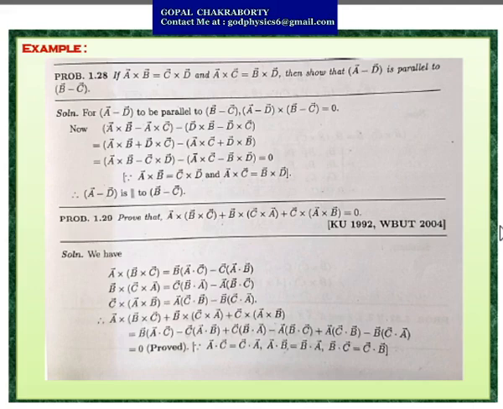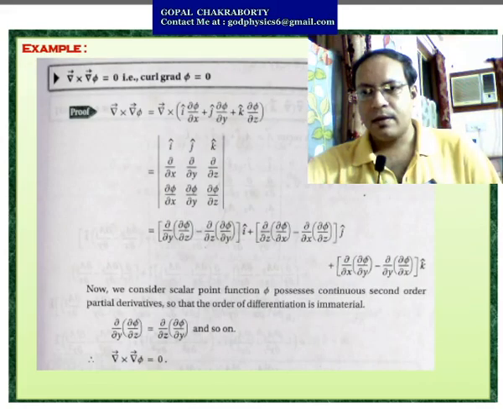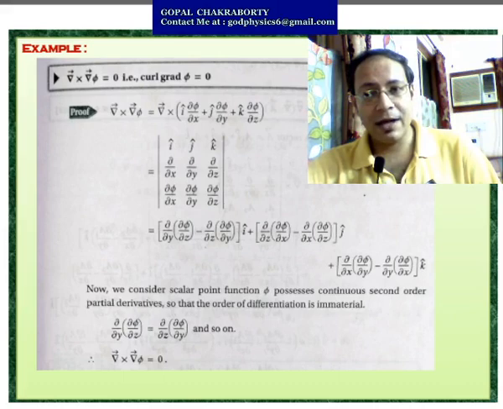If you substitute all these values, you will get the line that is given here. Now you know that A dot B equals B dot A, so you can simply cancel out all these things, and that will give you 0. So it's proved. Now the next problem, that is very important. You have to prove that curl of grad phi equals 0.